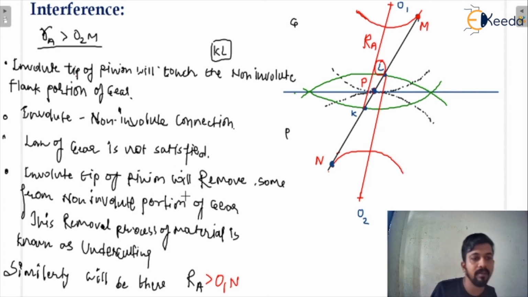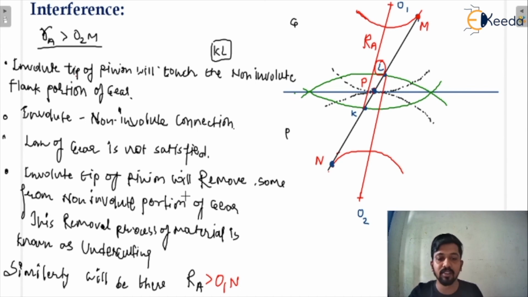That means there will be an involute non-involute connection, and the law of gearing is not satisfied, and the involute portion of the gear will remove some material from the non-involute portion of the pinion. Okay, so that process is undercutting. So a similar process will be there. So I can say that M and N, that is on the base circle, M and N will be the critical points.